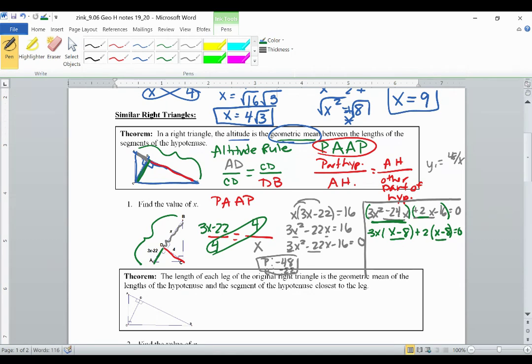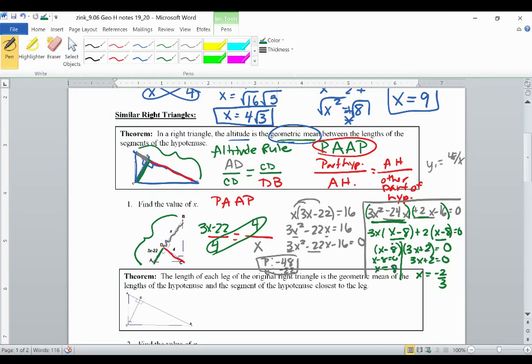My two parentheses are the same. That's good news. I regroup, so I write that one once, and my leftovers in the second set. So essentially what we're doing is factoring out our greatest common factor of x minus 8. Now I've got it factored, so I'm going to draw my line and set each equal to 0, and then solve for x. So I get x equals negative 2/3, and x equals positive 8.